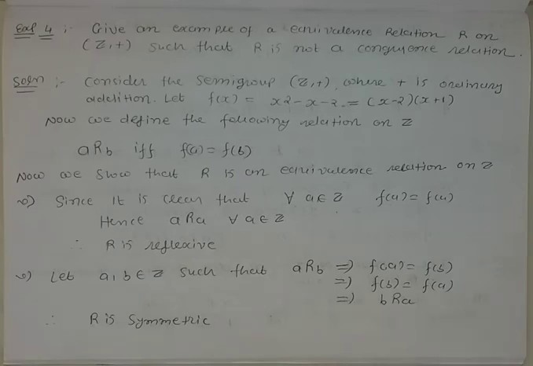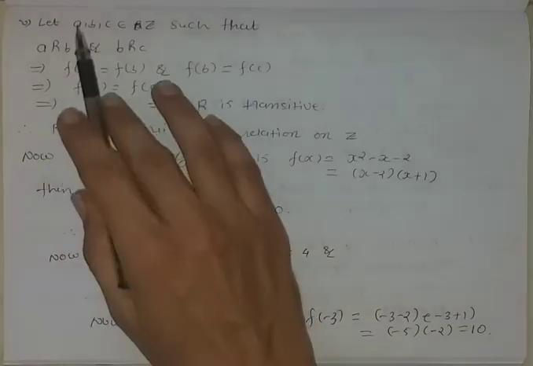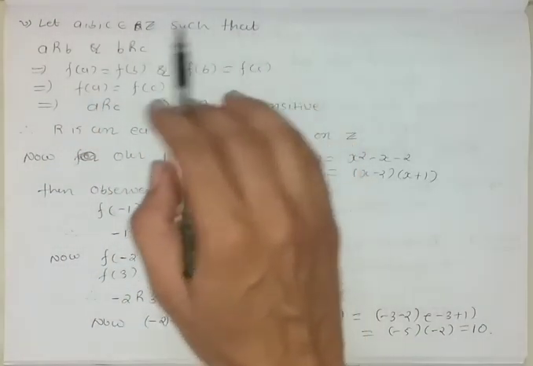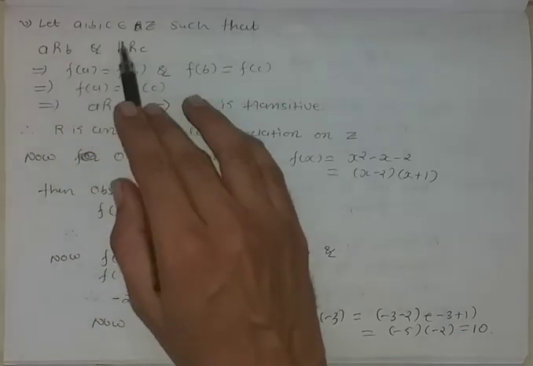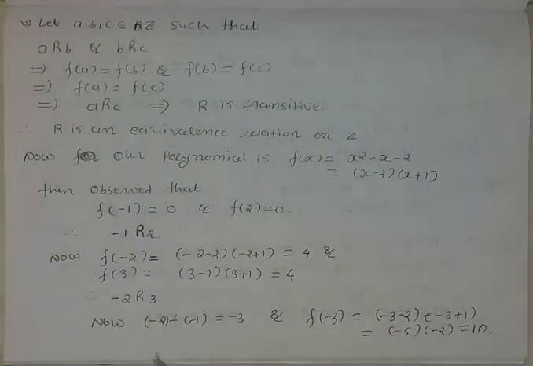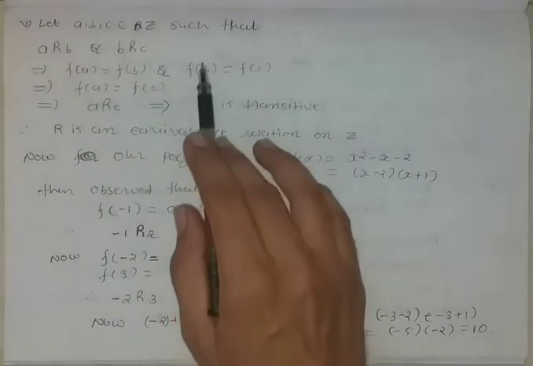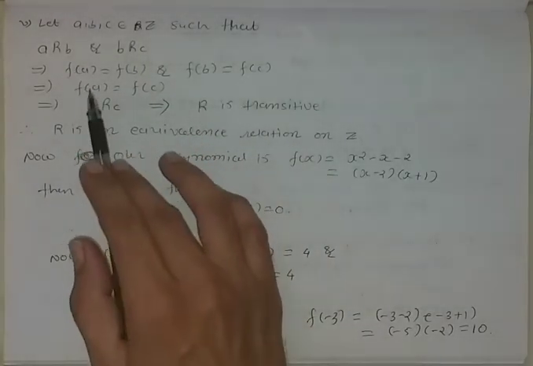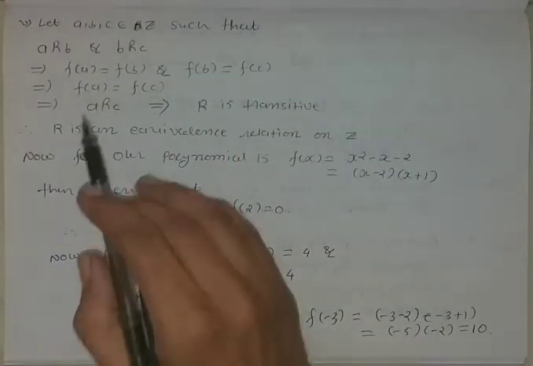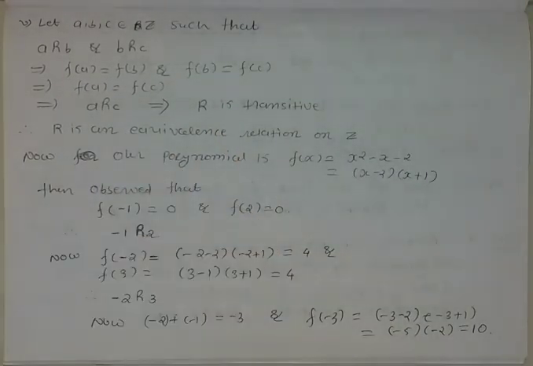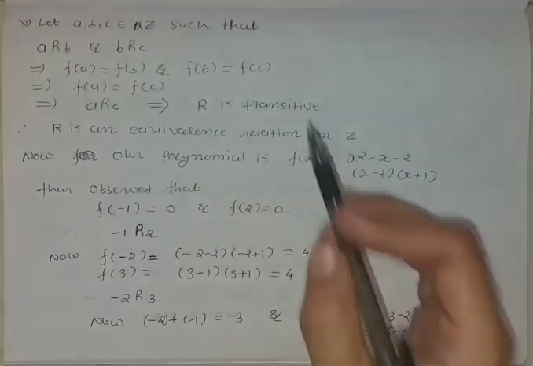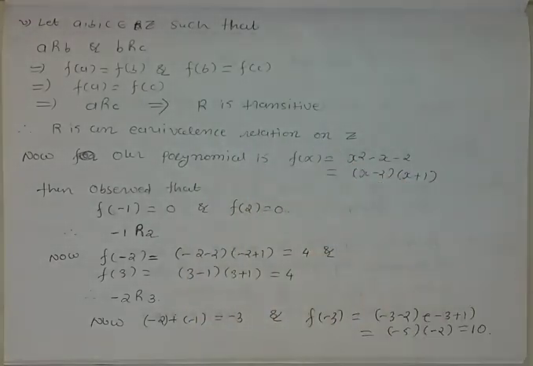Now third one is R is transitive. So let A, B, C belongs to Z such that A is related with B and B is related to C. From this we can say that f(A) is equal to f(B) and f(B) is equal to f(C). So f(A) is equal to f(C). So A is related to C. So this shows that R is transitive. So R is reflexive, symmetric and transitive. So R is an equivalence relation on Z.